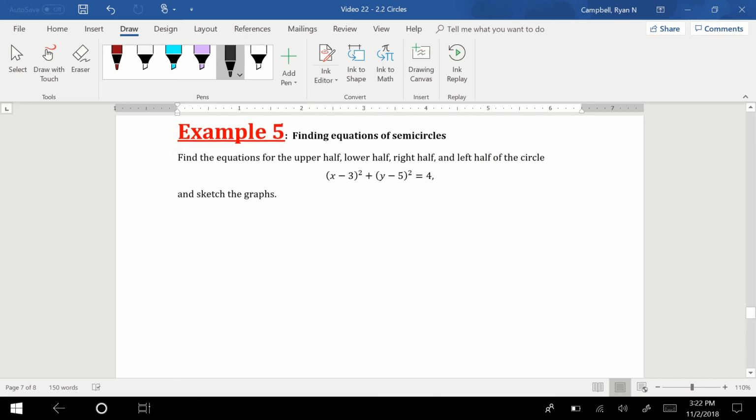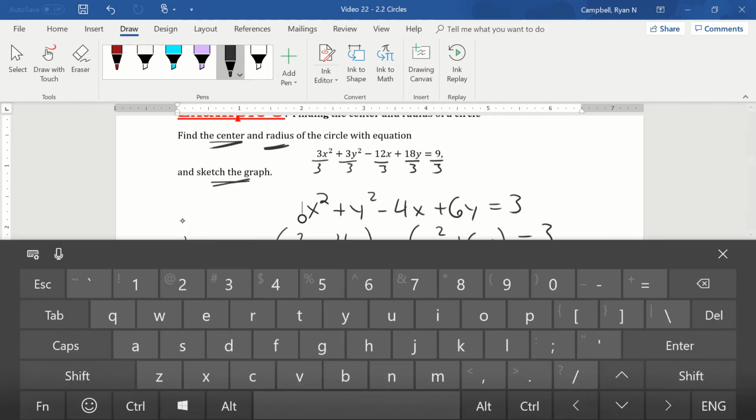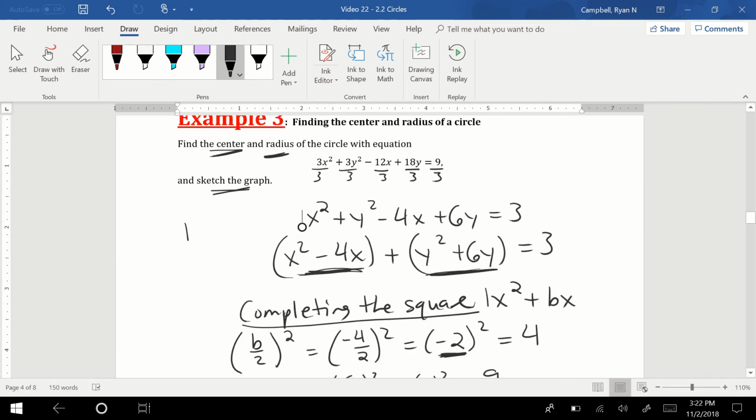All right, so last question. We need to find the upper, lower, right, and left half. So for upper and lower, whoops, that's not what we wanted.